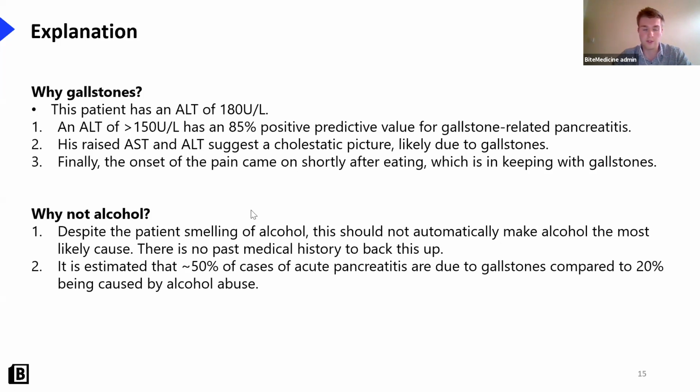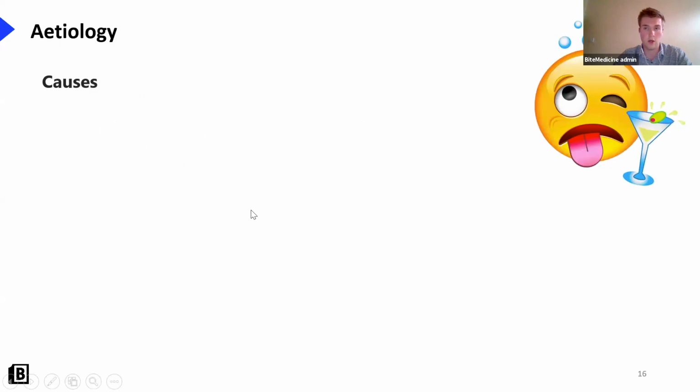Okay, so let's move on to causes, and this is always fun. Anybody in the chat want to suggest what the mnemonic is for remembering the causes of pancreatitis? I get smashed. Well done, fantastic. It's a very apt one for pancreatitis. So let's just work through them systematically.